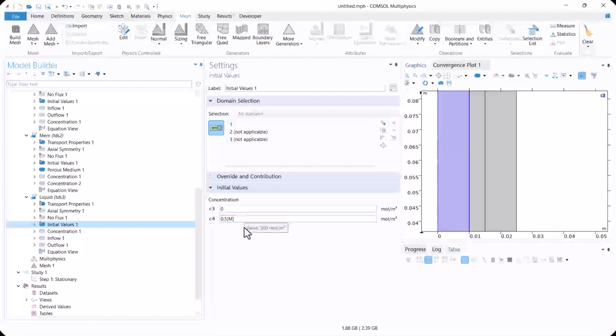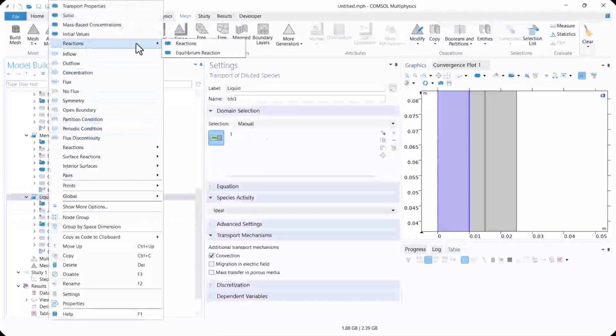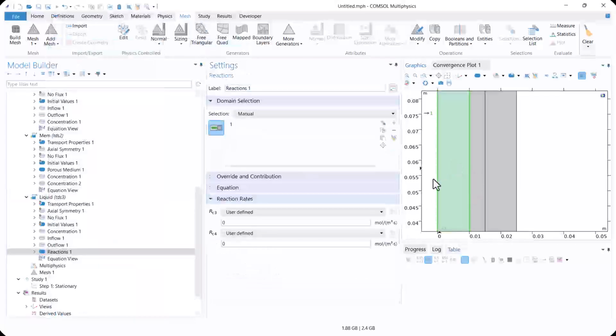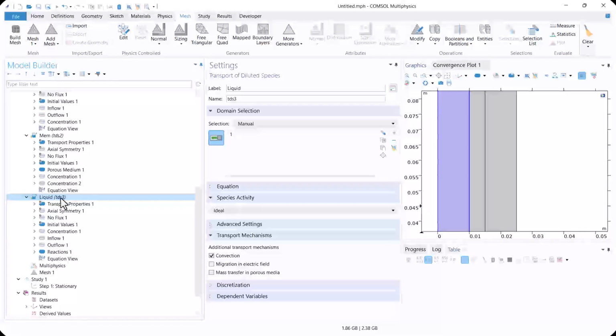And finally, we also need to define our reaction. So right click on liquid and select reaction. We select the liquid domain, and here we need to define the reaction rate, minus KR times C3 times C4. We have a reaction rate for C4. It has been completed.